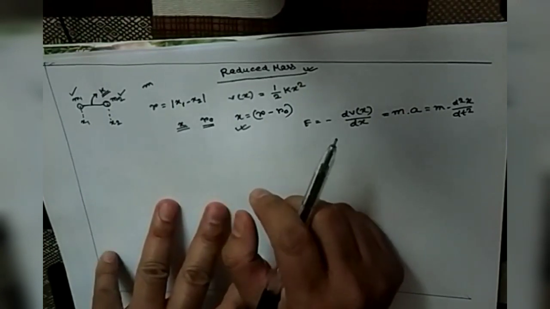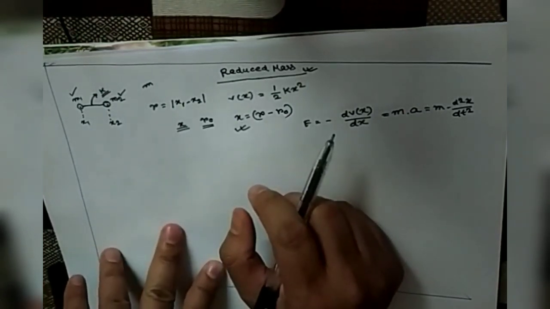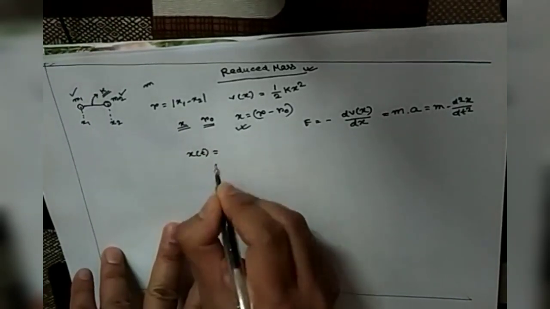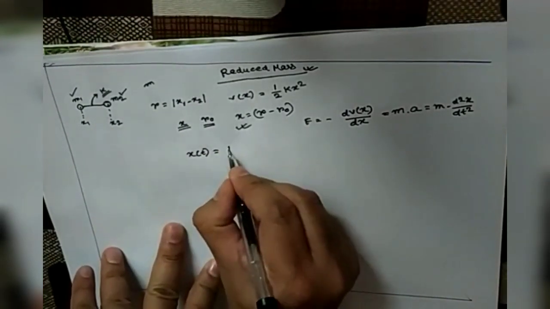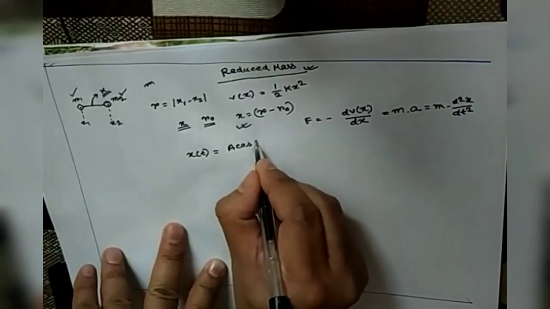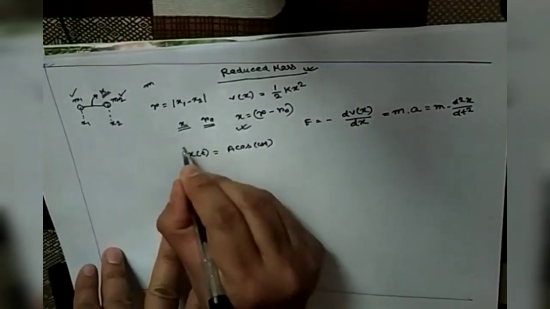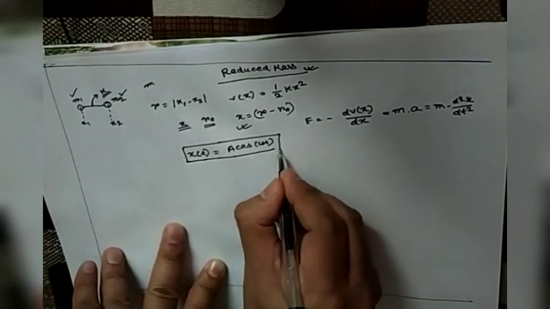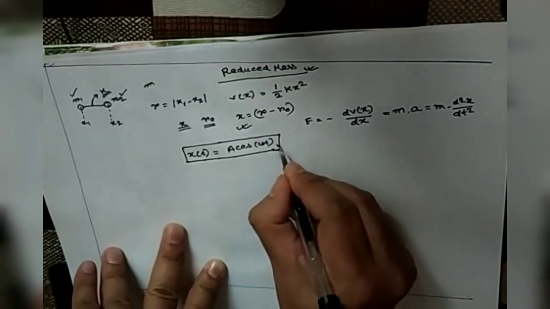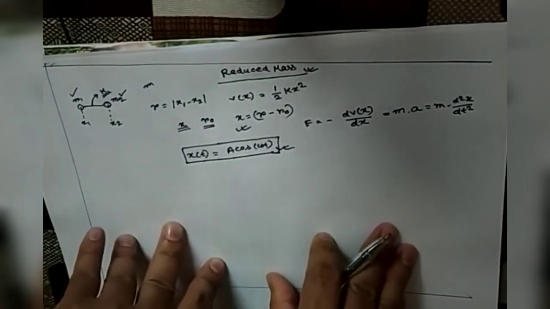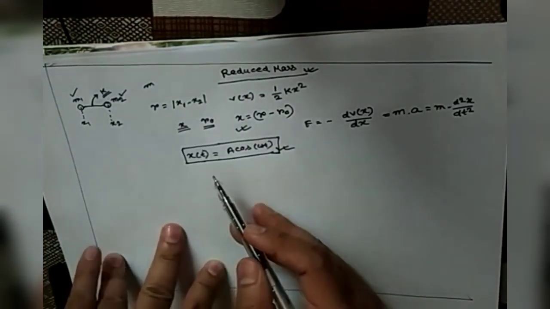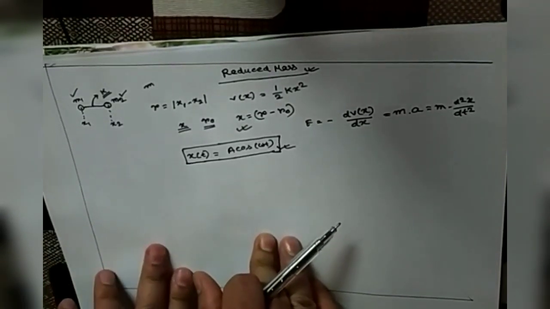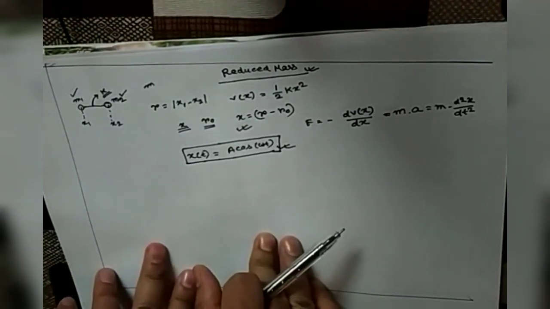And in my last lecture I derived the expression of the function x(t), that is equal to A cos(omega t). If you want to see the derivation of this function, you can go back to my previous lecture where I have derived it.